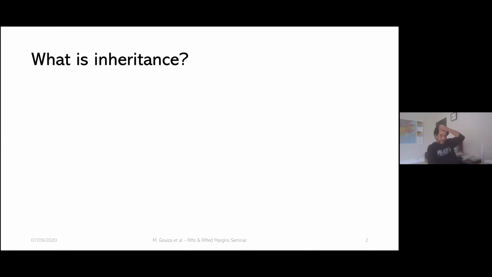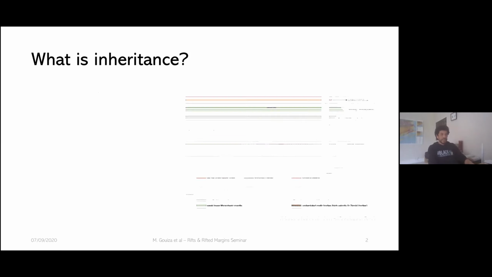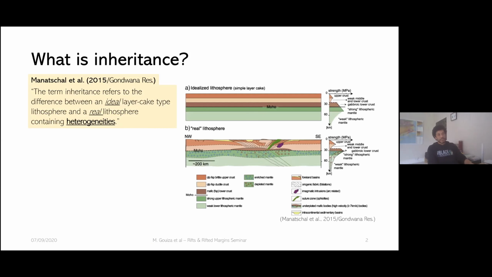So let's step back a little bit and see what we actually mean by inheritance, because it's quite an ambiguous term and it could mean different things depending on the context and scale. At our scale here, we're looking at rifts and rifted margins. We usually use inheritance to describe the difference between an ideal layer-cake type lithosphere and a real-world lithosphere. And that puts a lot of emphasis on heterogeneities that existed and predated the initiation of rifting.